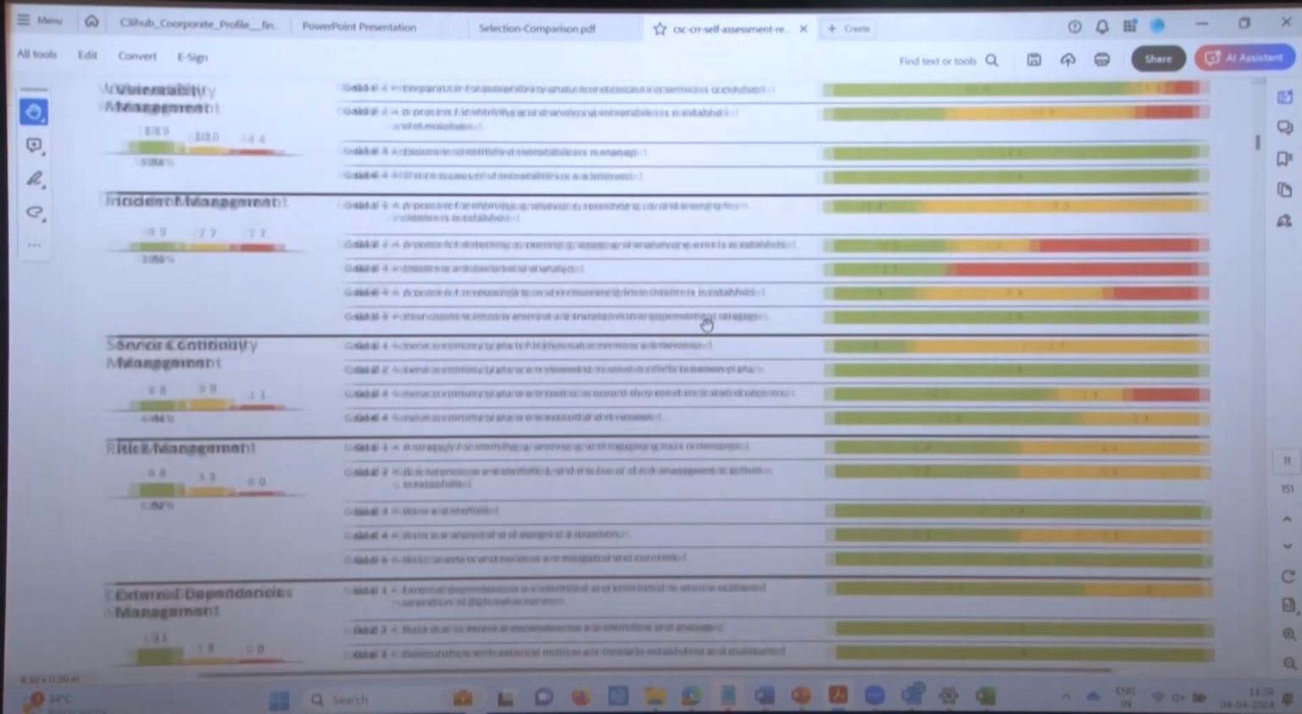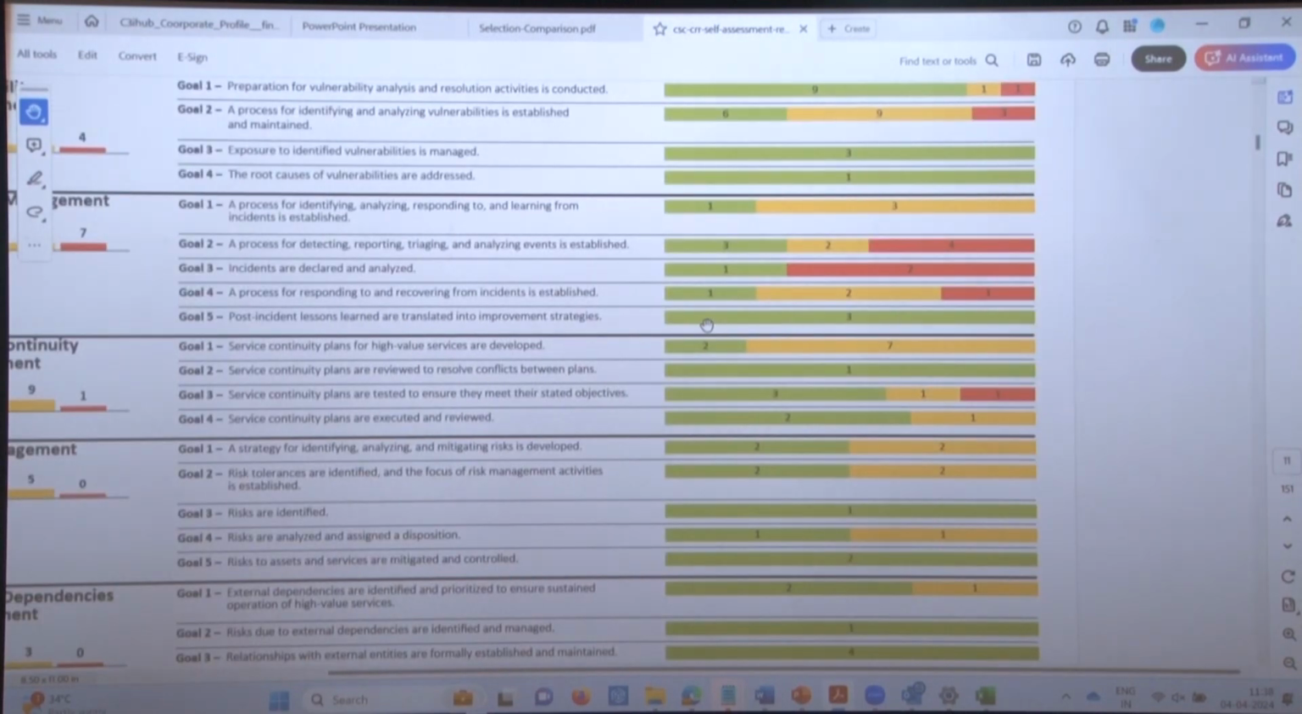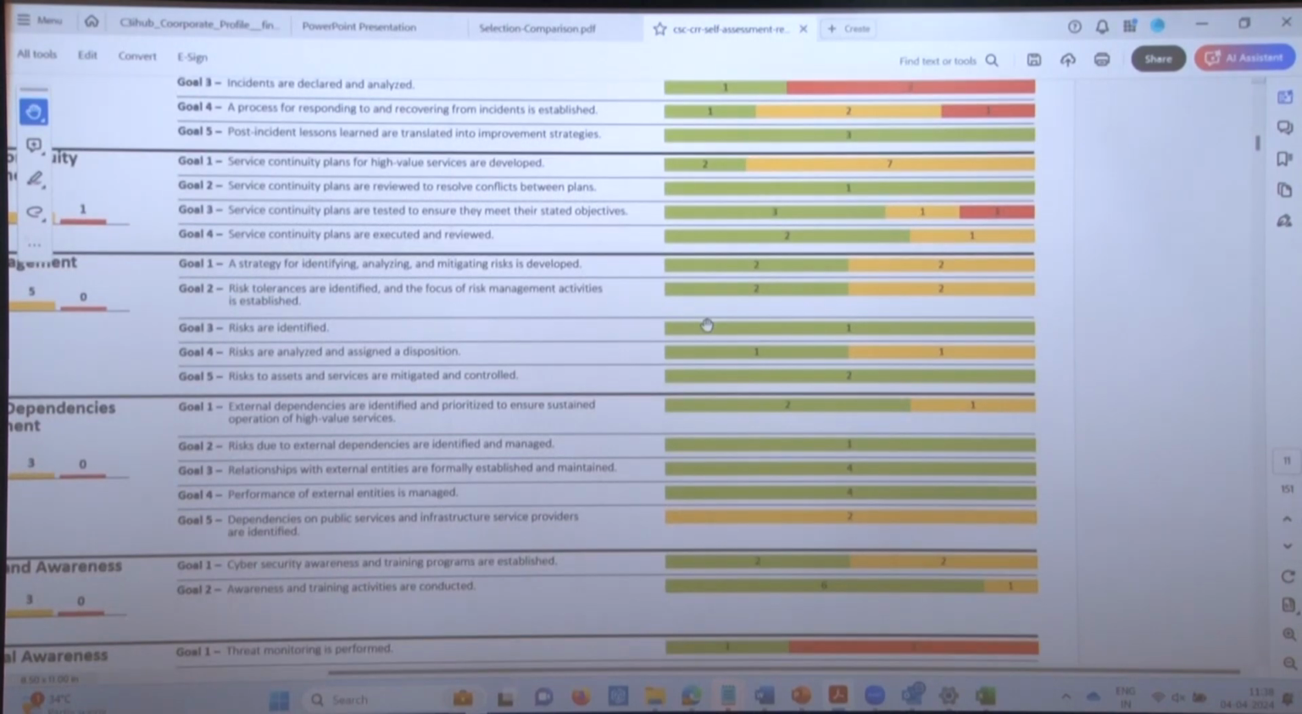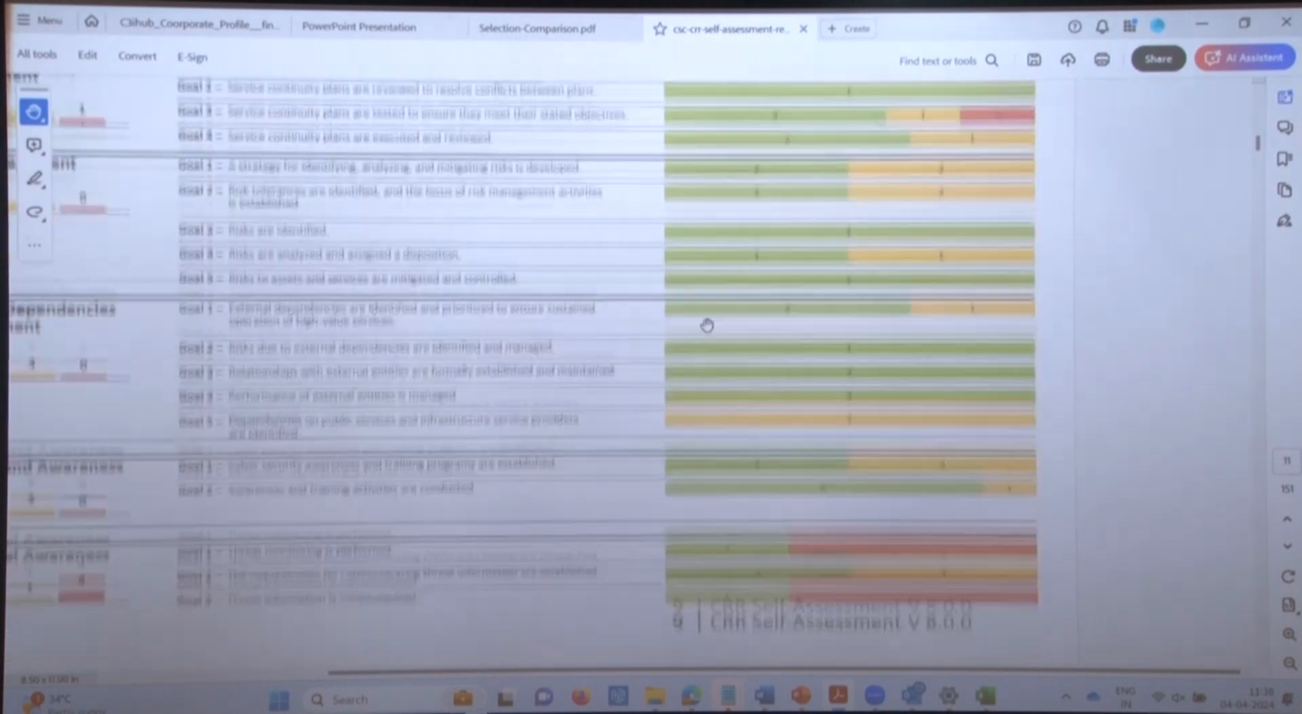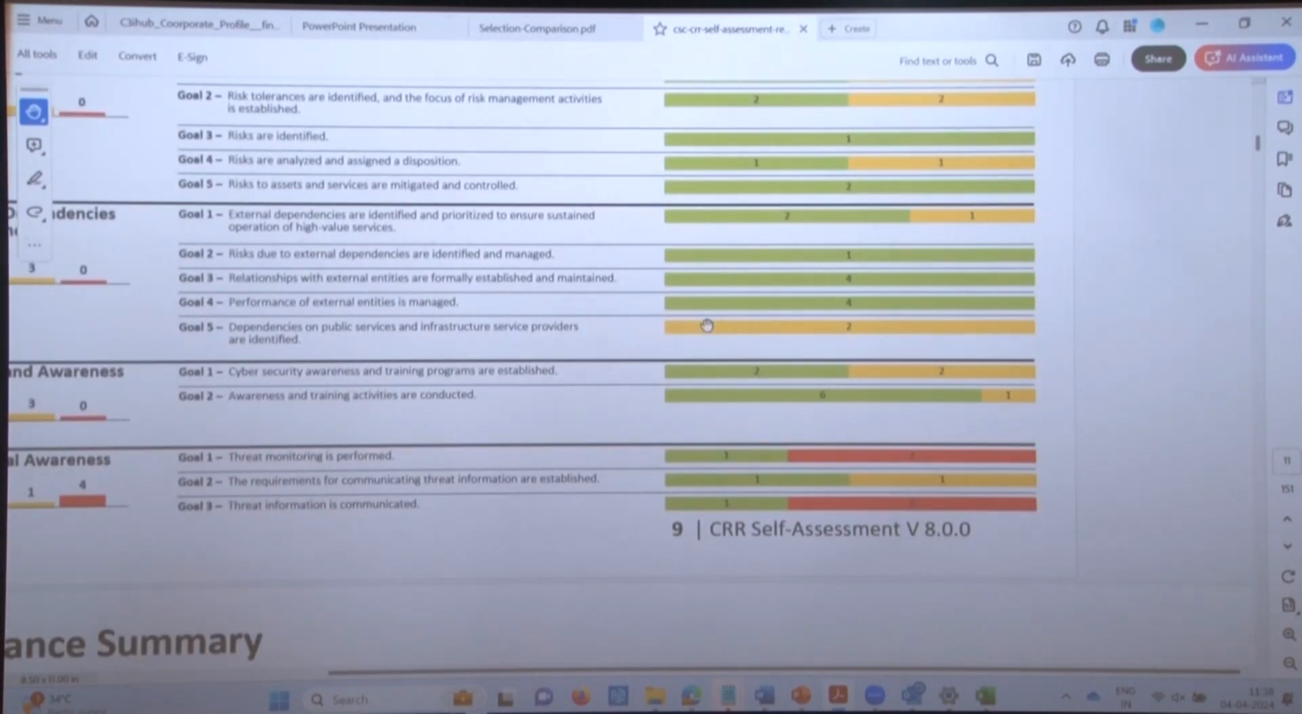And then we have risk management. Risk management is yellow, and external dependency management seems to be yellow as well, and then awareness is yellow, and situational awareness, that is, we do not have a SOC. So obviously situational awareness is low, so it will be red.